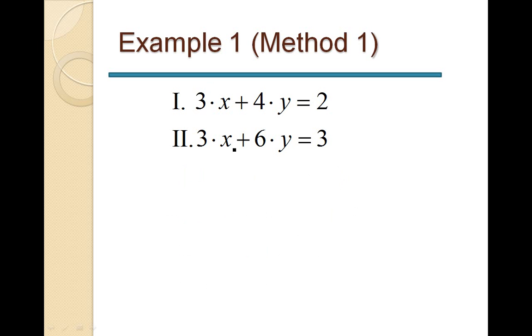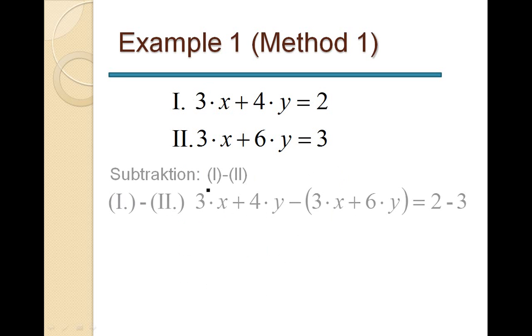So one could just subtract them, and you would eliminate the 3x. Okay, now look what subtract means. We do a subtraction: first equation minus the second one. Why do we do that? It's just because we want to eliminate these two parts here, 3x and 3x.